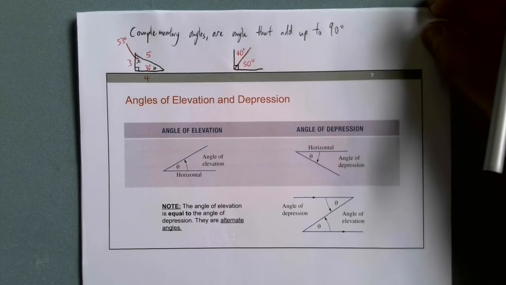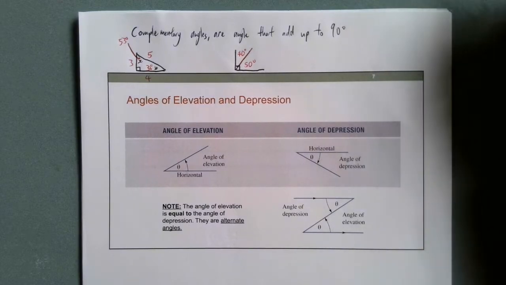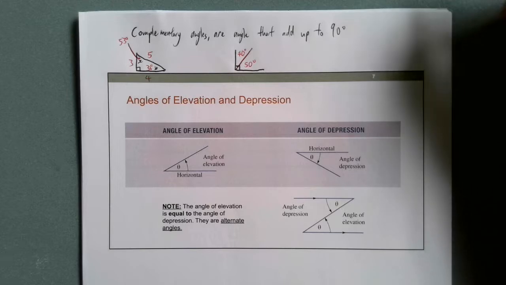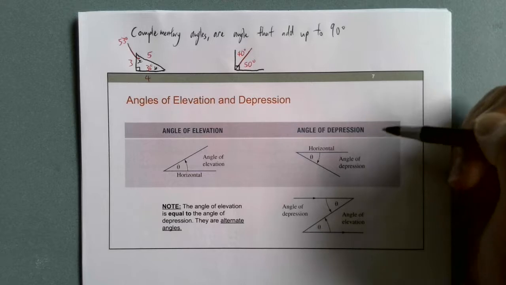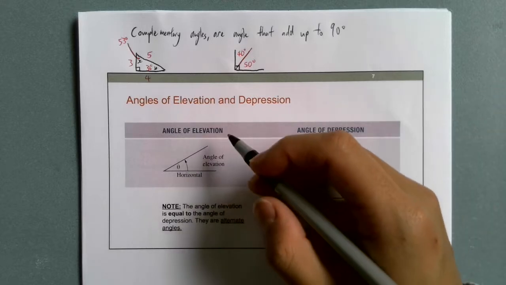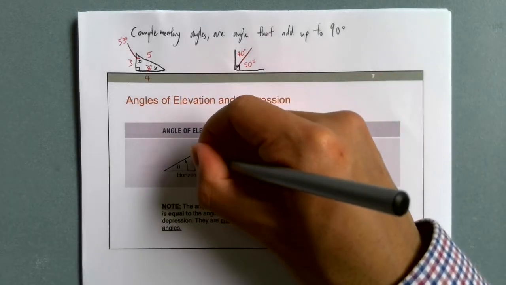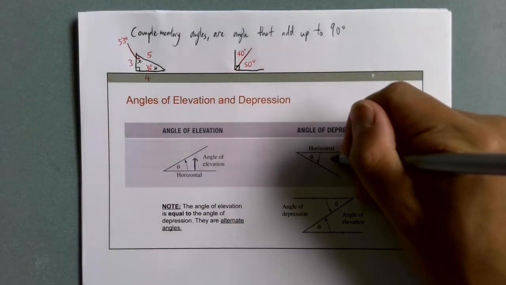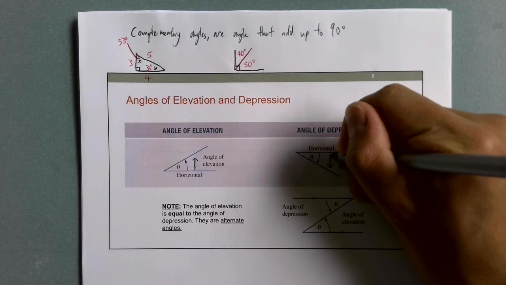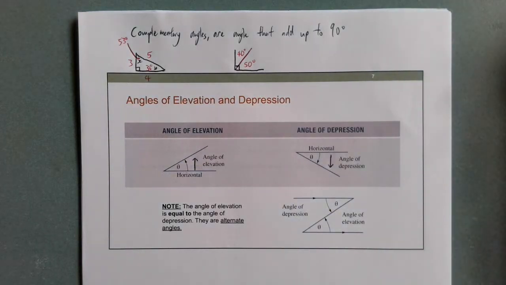Now, this lesson we're looking at elevation and depression, and the easiest way to find elevation and depression is by first drawing our horizontal line. So, angle of elevation is generally when we are elevating and going up, whilst our angle of depression is when we are decreasing and going down.